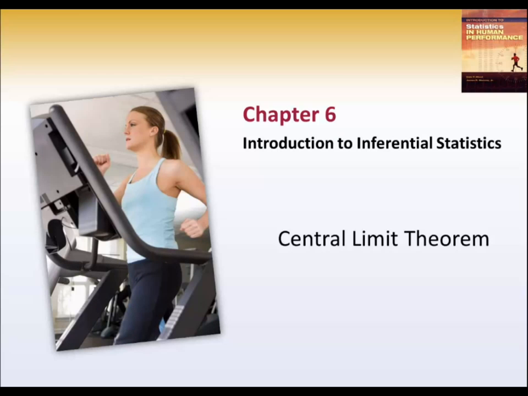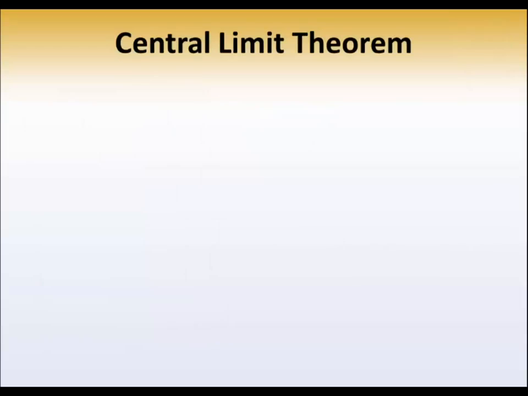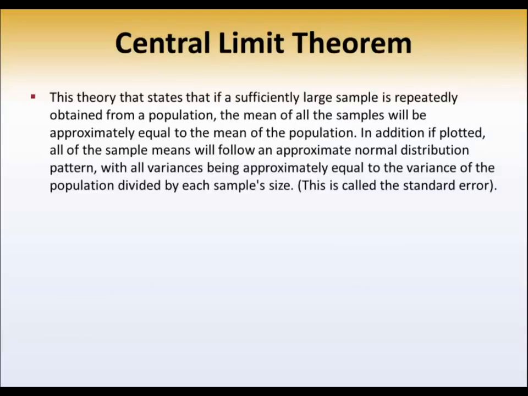A very popular theory for statistics is called the central limit theorem. This theory states that if a sufficiently large sample is repeatedly obtained from a population, the mean of all the samples will be approximately equal to the mean of the population. In addition, if plotted, all of the sample means will follow an approximate normal distribution pattern, with all the variances being approximately equal to the variance of the population divided by each sample's size. This is called the standard error.